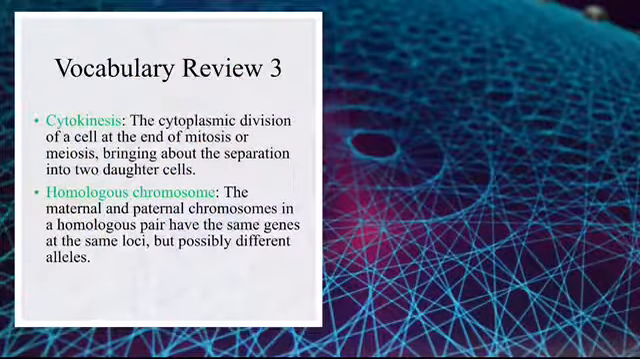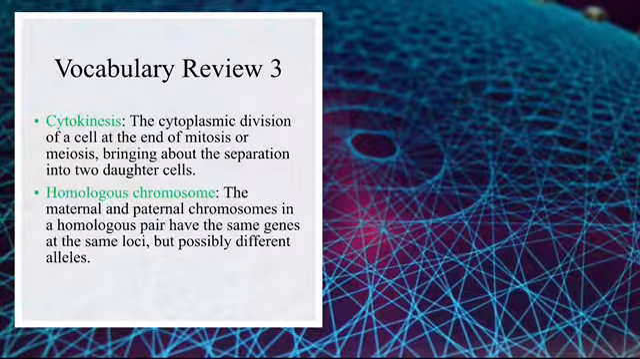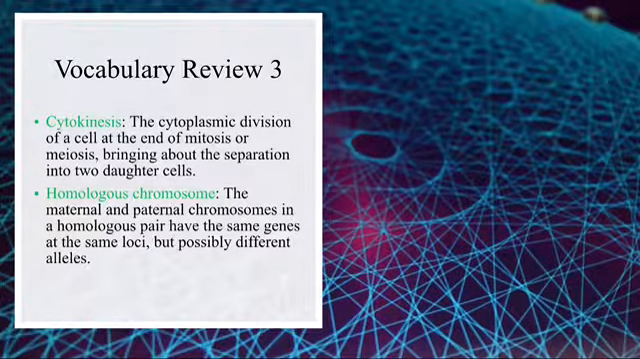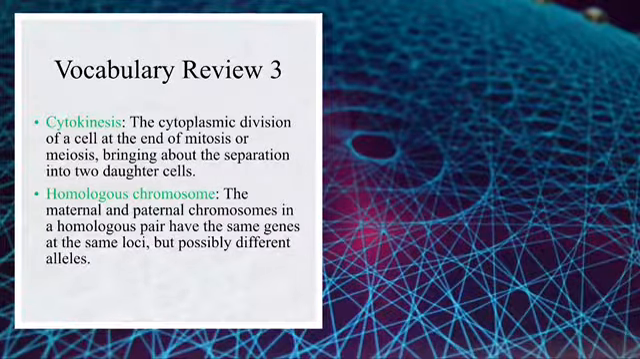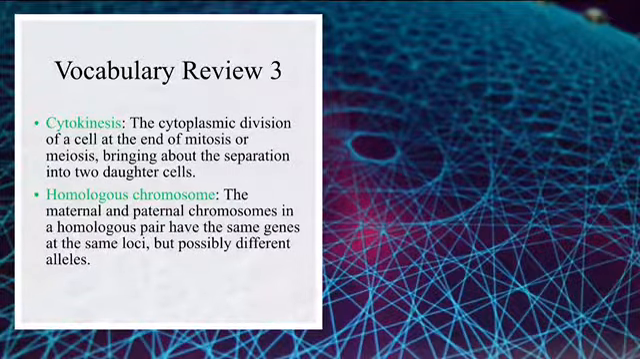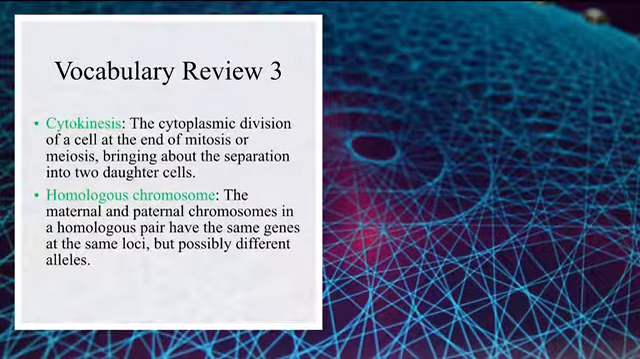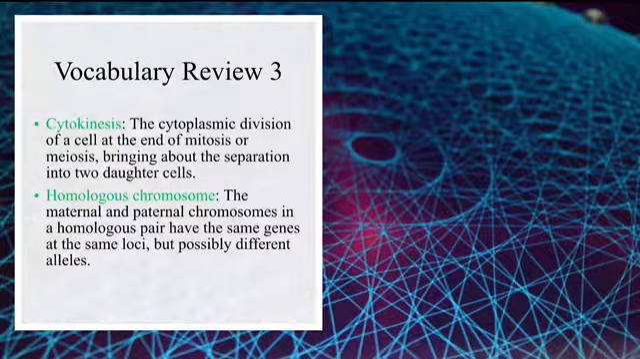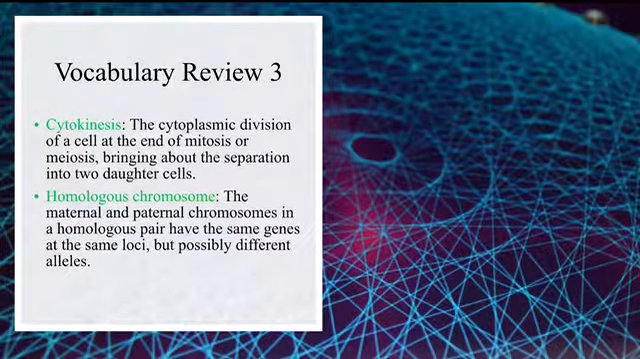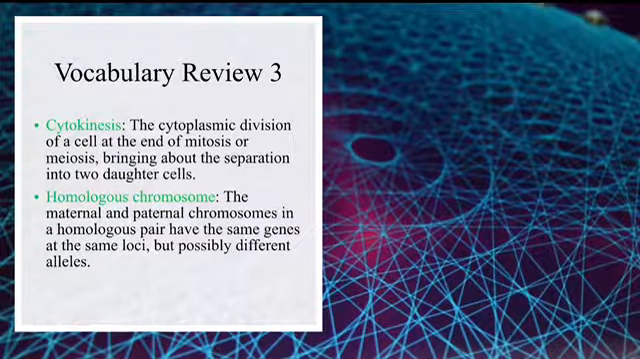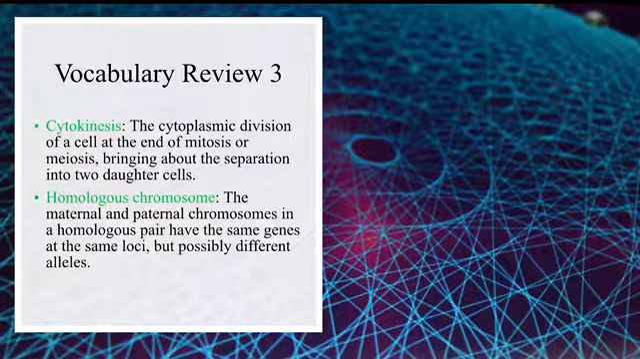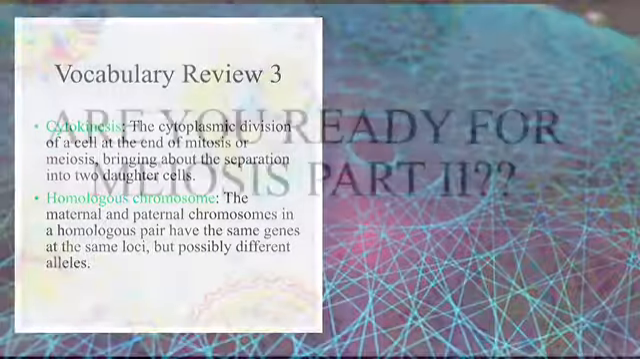Vocabulary review number 3. I promise, guys, this is the last vocab review. Again, very important to be familiar with these words. So cytokinesis, as we just talked about, is a splitting of the cytoplasm, which pretty much just divides the cell into 2. Homologous chromosomes are maternal and paternal chromosomes that have genes at the same loci, meaning location, but possibly different alleles of those genes, so dominant versus recessive.